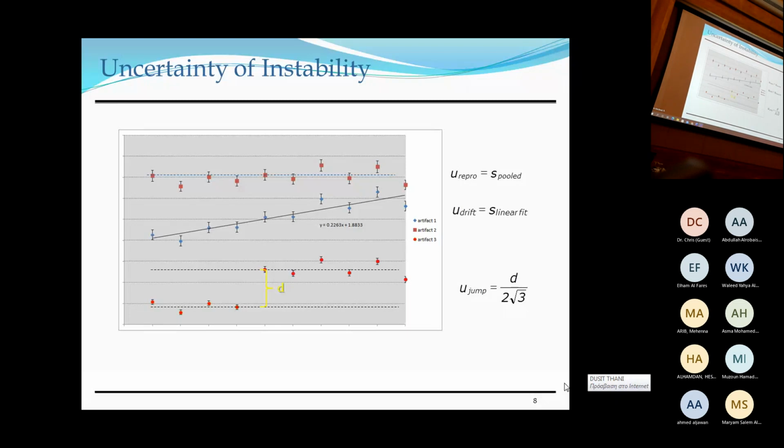And in order to determine this drift, we can determine the slope of the best line that approximates my points, and the y-intercept of the line, and determine the uncertainty which is associated with this best straight line. So that uncertainty then can be used as the uncertainty of the drift.